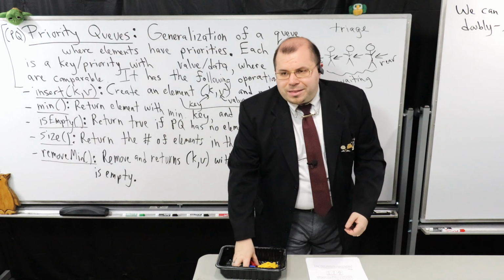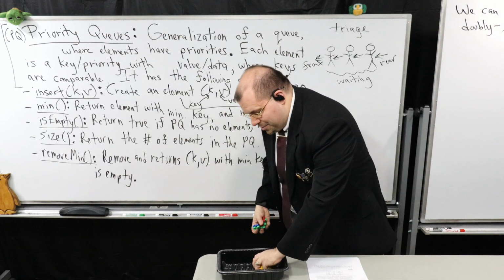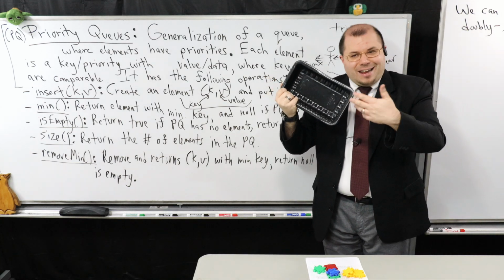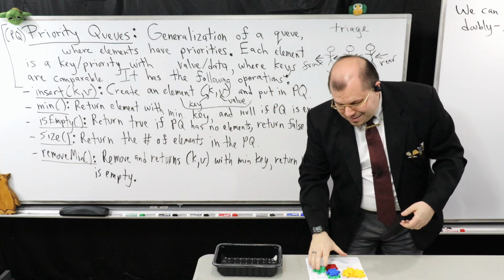So here's another way you can think about a priority queue. You can also just think of it like a bucket. Just think of it like a bucket. And here's the idea.